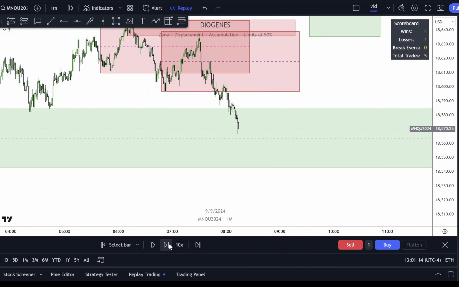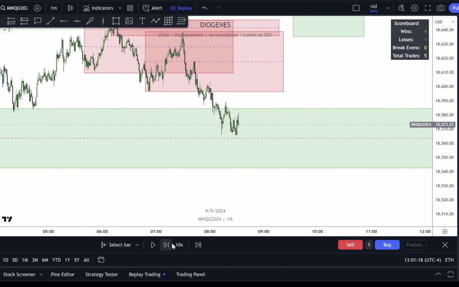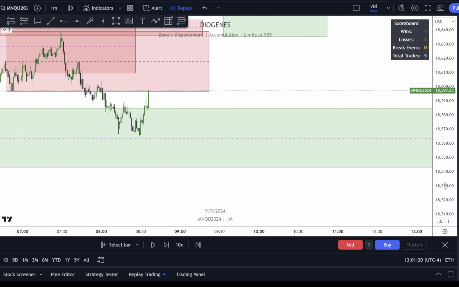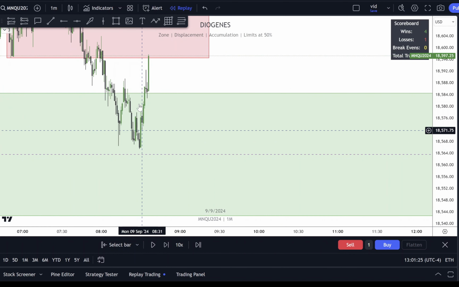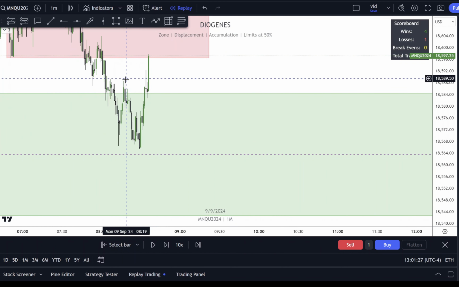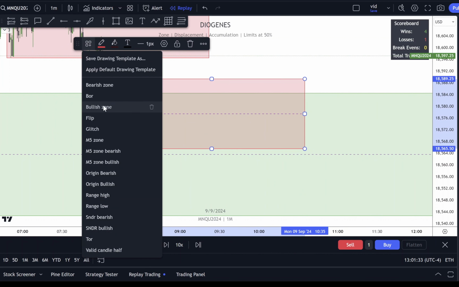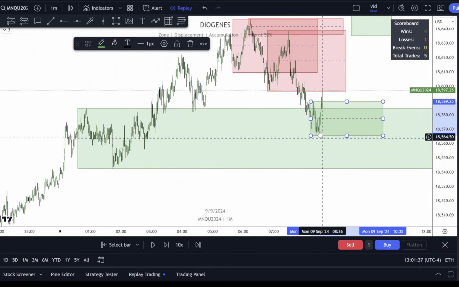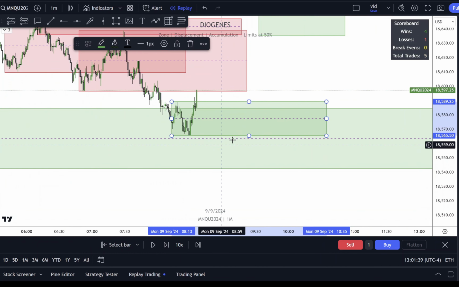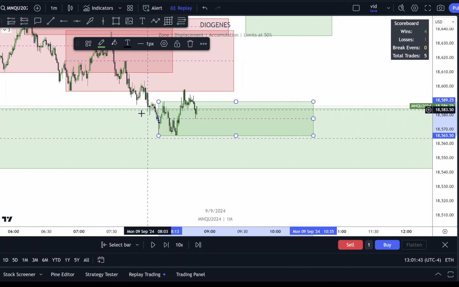Okay, so price closed under this low, and closed above this high. So for me, this is my flip, a bullish flip just in this zone. So what do we do? We never trust the first flip.